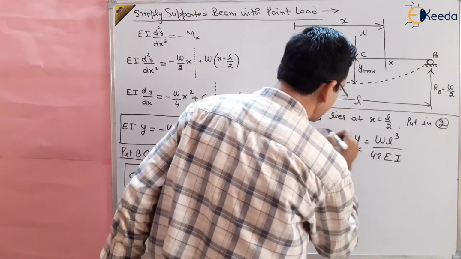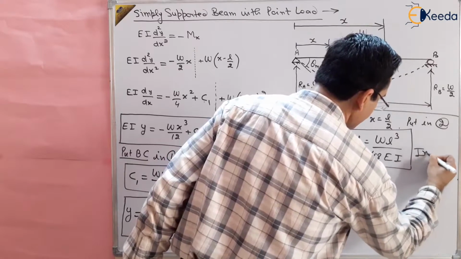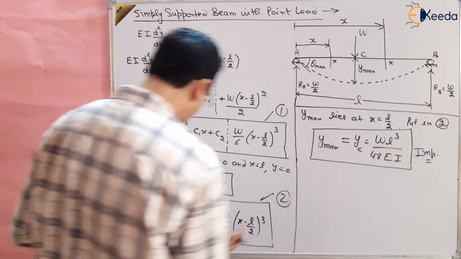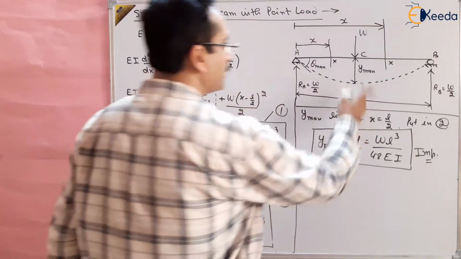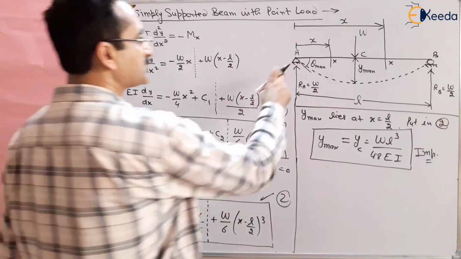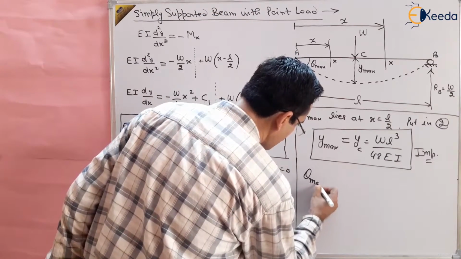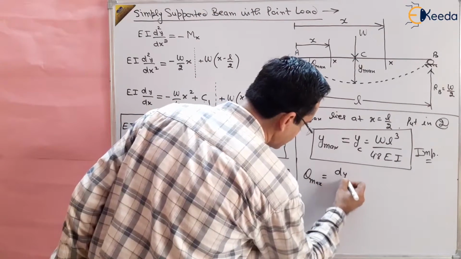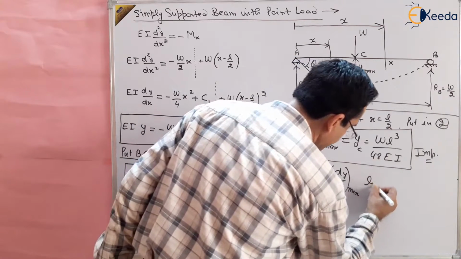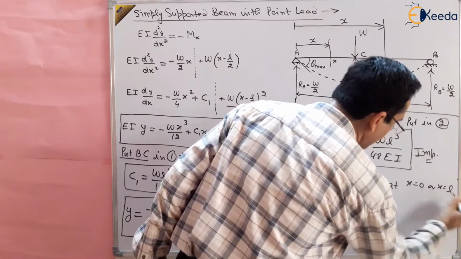So this is the maximum deflection, which is a very important term because failure takes place at maximum deflection, right? That's why we are writing the maximum deflection separately. At x is equal to L by 2, at the center, Yc is Y max. And the slope is maximum at point A when x is equal to 0. So theta max, or dy by dx maximum, lies at x equal to 0 or x equal to L.